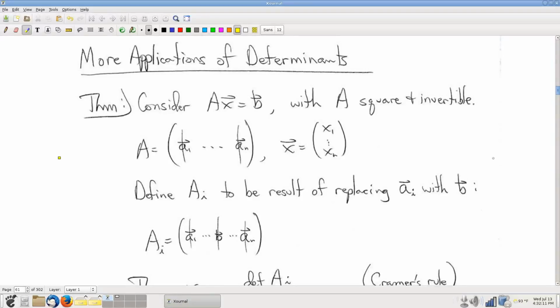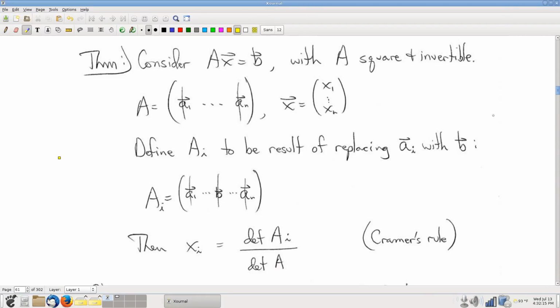So here is a nice application of determinants. This is called Cramer's rule. We address the situation of solving a system of equations, Ax equals b. Now, Cramer's rule, very importantly, only applies if this coefficient matrix is square and invertible. And so it only applies in this restricted case. But that being the case, here's the weird little rule.